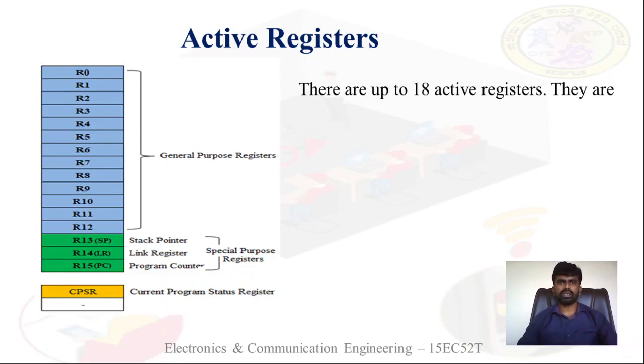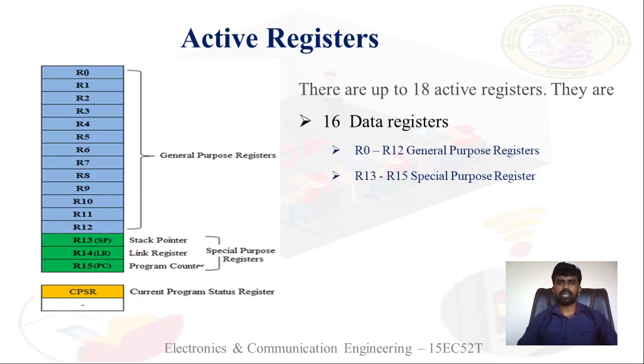Okay, active registers. As you know, in ARM there are 37 registers available. Out of those 37 registers, 18 registers are active registers. They are 16 data registers and 2 processor status registers. Out of the 16 data registers, we have again two categories.